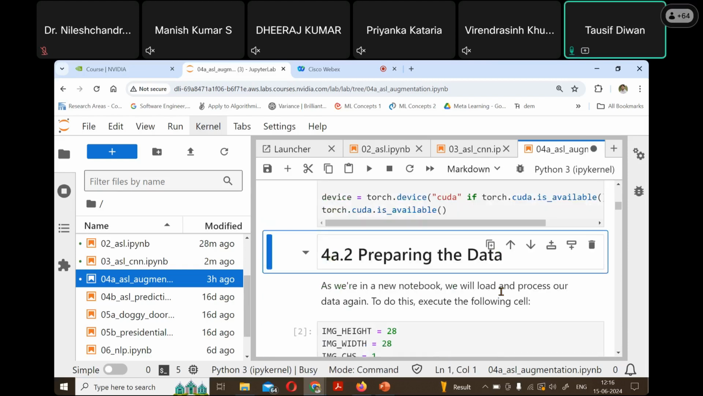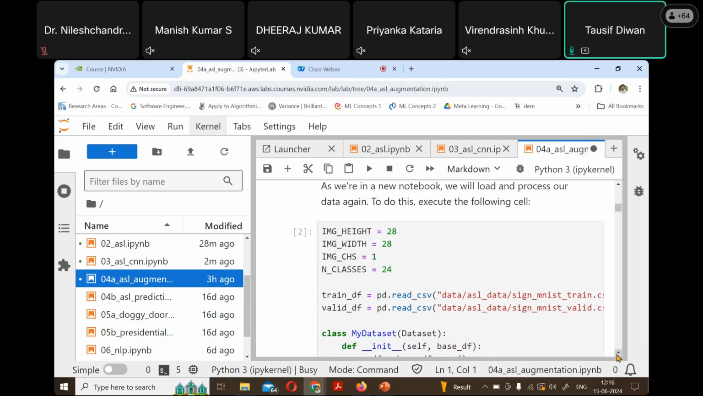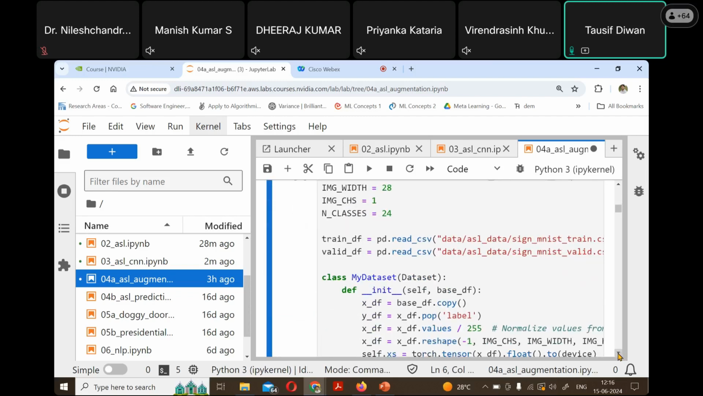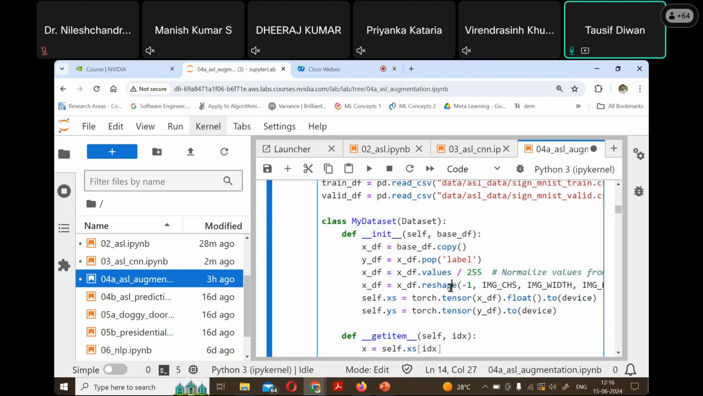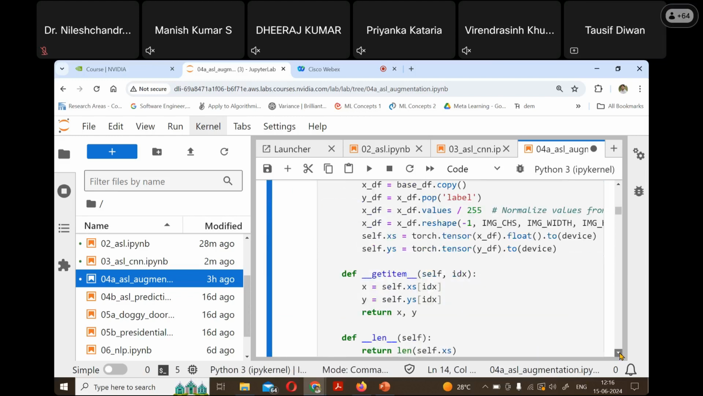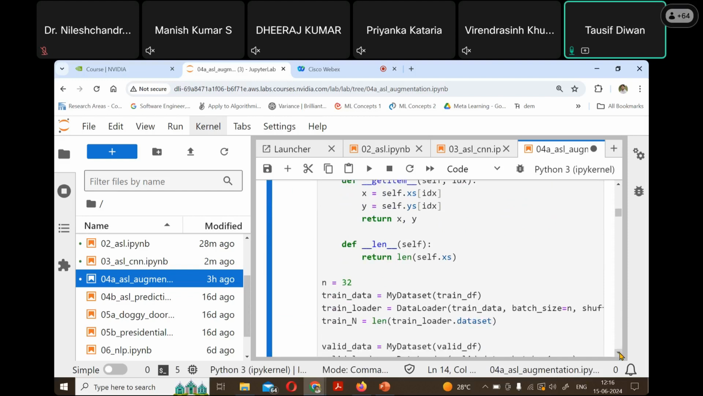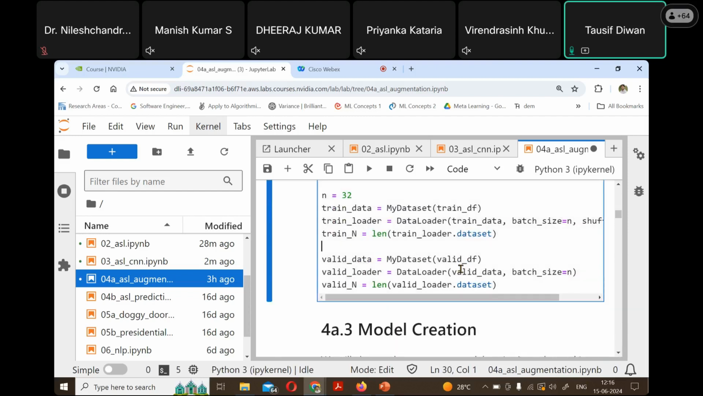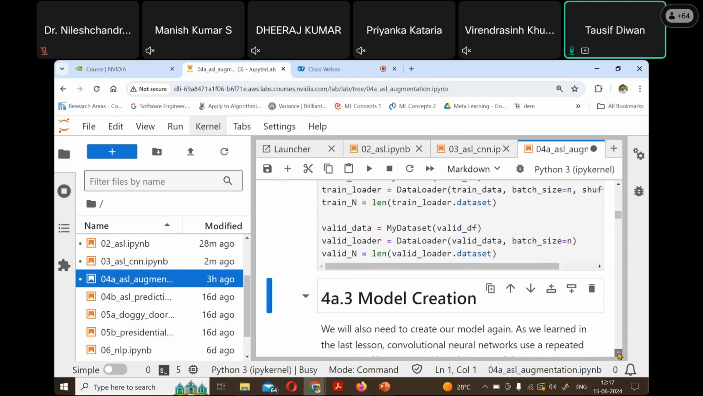Just import all these libraries which are required. Then image height, width, channel is equal to 1, number of classes 24. Then train df, validation df defining, and this is the class. Then get item, length, everything is the same that we did in the previous notebook. Batch size n is equal to 32. Then train loader and validation loader, every single cell. Previously all these things were scattered across multiple cells. Just run this cell. Next, model creation.